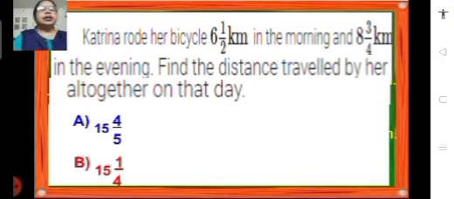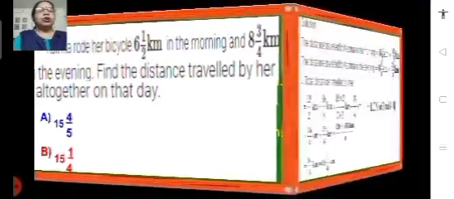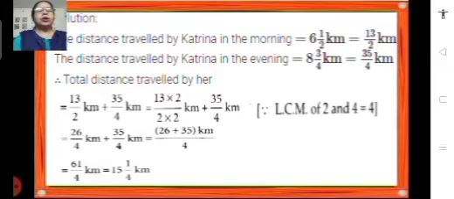Next question. Katrina rode her cycle 1 upon 2 kilometers in the morning and 3 upon 4 kilometers in the evening. Find the distance travelled by her altogether on that day. That means we have to find the total distance travelled by her and we have to add the fractions to get that. Two options are given here. Let us first solve and then we choose the option.